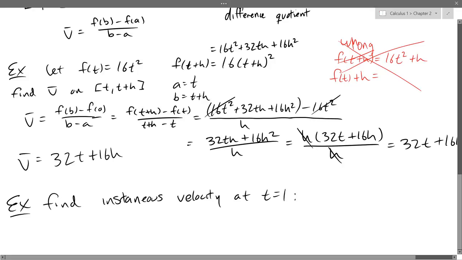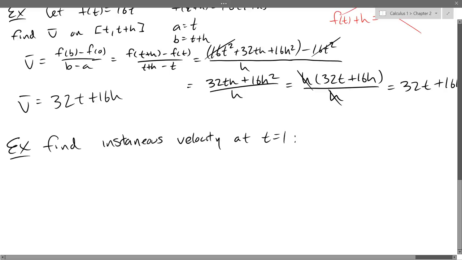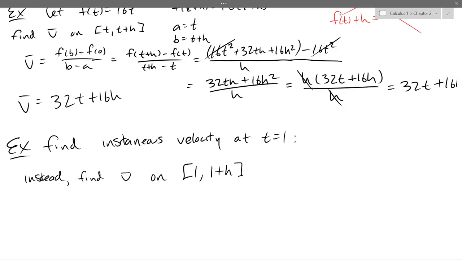All right, at t equals 1. Well, that's the t part right there. So that's easy. We know what t is. So we're going to find v bar, the average velocity, on the interval 1, 1 plus h. And all I'm going to do is make h smaller and smaller and smaller. And then hopefully we'll see a pattern, and it will be very easy to determine what we would go towards if h got very, very, very small.